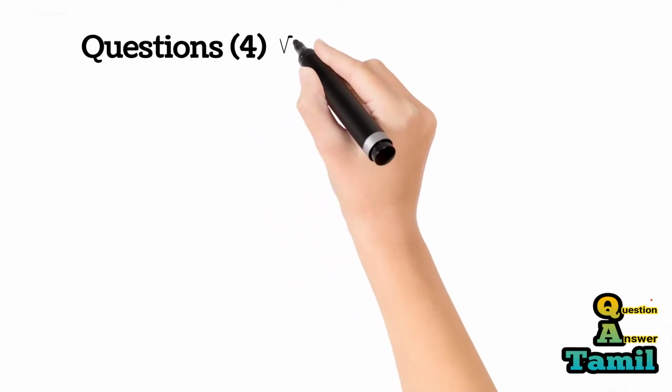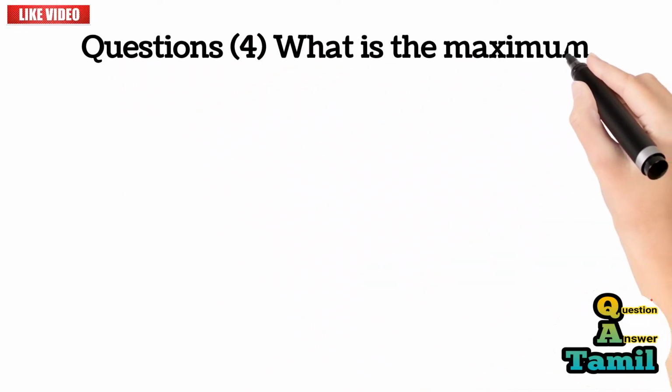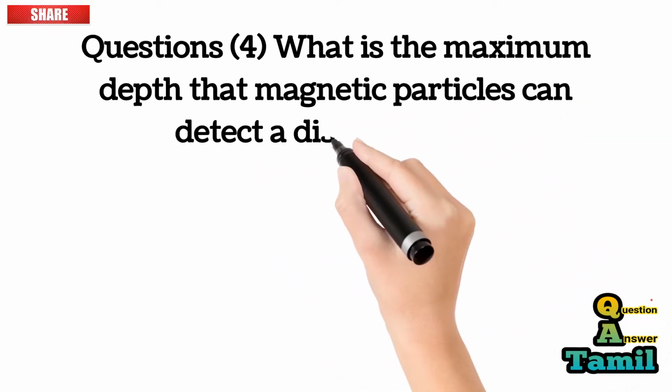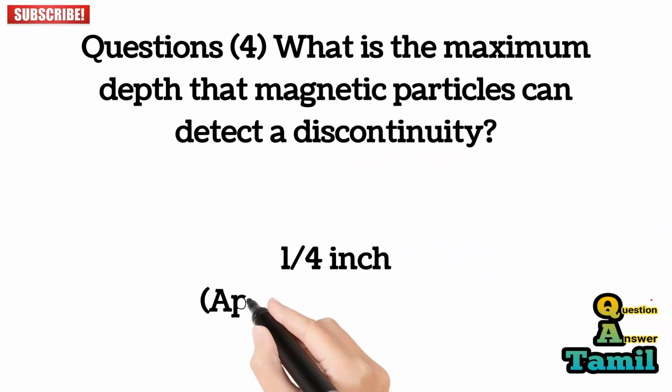Question 4. What is the maximum depth that magnetic particles can detect a discontinuity? 1/4 inch, approximately 6 to 7 millimeters.